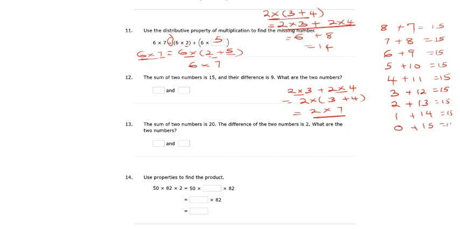So here they said the sum of two numbers is 15 and their difference is 9. Can you now look at the difference? The difference between 8 and 7 is just 1. When we say difference, it means we are subtracting. The difference between 7 and 8 is still 1. The difference between 6 and 9 is what? It is 3. We are looking for the difference that will be 9.